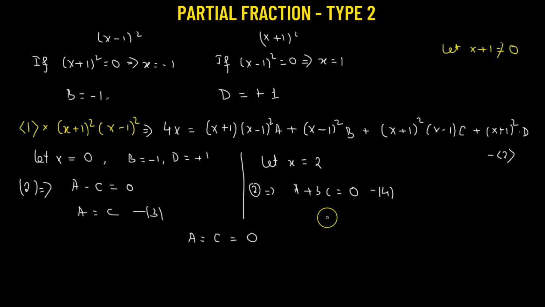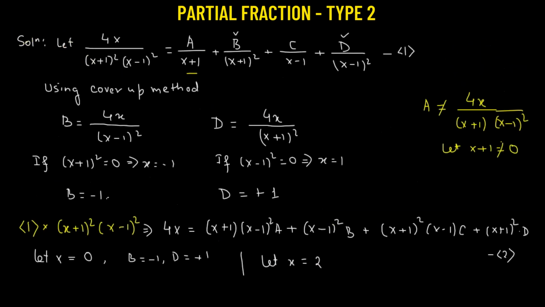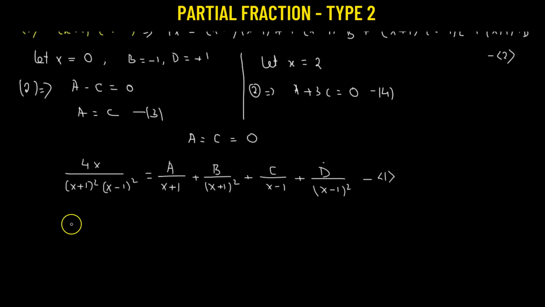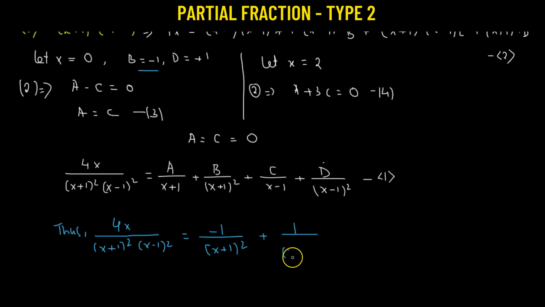Now we have the values of A, B, C, and D, which we can finally replace back in equation number 1, and our final result is that our rational fraction 4x over (x plus 1) whole squared times (x minus 1) whole squared will become equal to the following. We have obtained A as 0, so we don't have to worry about the first term. The second term, with B value negative 1, is negative 1 divided by (x plus 1) whole squared. Then the C value is 0. We come to the fourth partial fraction, which is positive 1 over (x minus 1) whole squared. So we've successfully resolved the given rational fraction into two partial fractions.